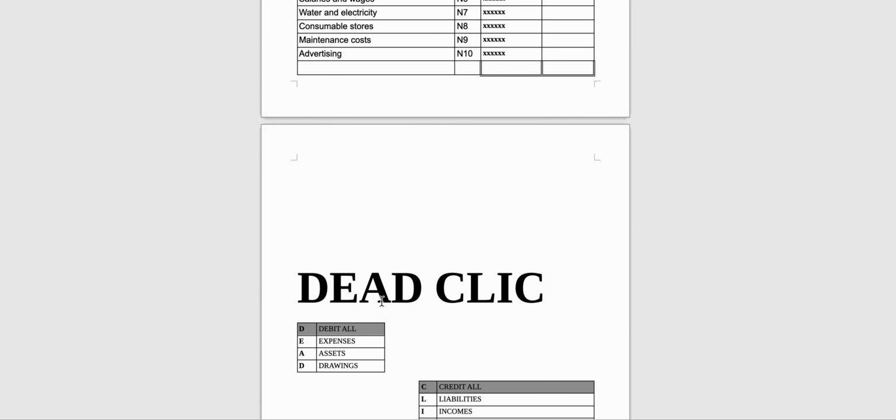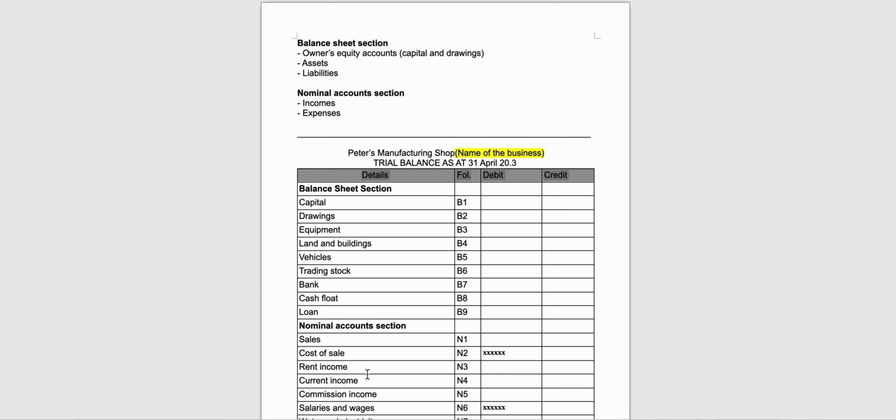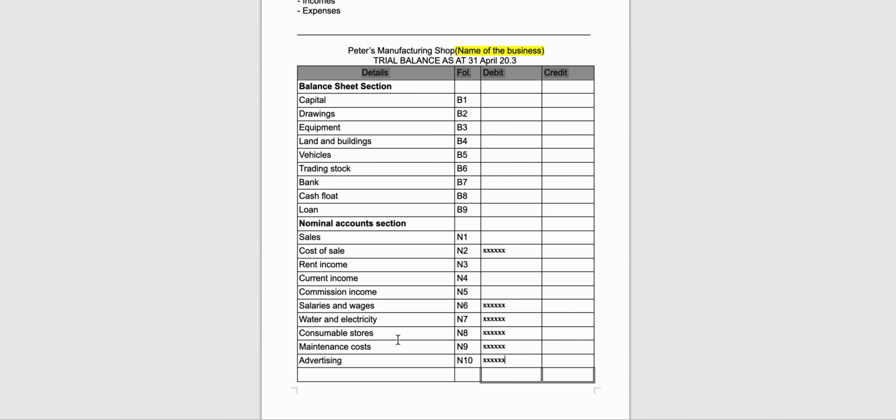Okay, and then using our abbreviation again, we are going to look for assets. All right, and you are going to debit your assets as well. So the amount of your asset accounts, you are going to put them on the debit side. So let us look for our assets. Our assets are equipment, land and buildings, vehicles, trading stock, bank, as well as cash float. So all these accounts, you are going to debit them. You put their amount on the debit side.